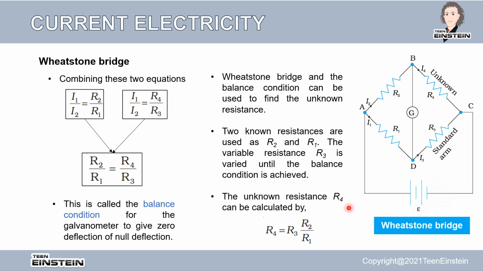Now the unknown resistance R4 can be calculated by bringing this R3 to the left hand side. So R4 equals R3 multiplied by R2 by R1. This R2 and R1 are fixed and R3 is a variable resistance. So for what value of R3 you achieve the balance condition, that value will give you the value of R4. So this is a very useful circuit which allows us to find the unknown resistance by using the known resistance and a variable resistance and by using the junction and loop rule.